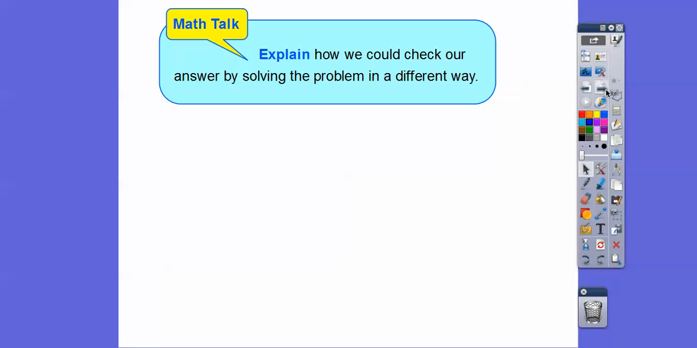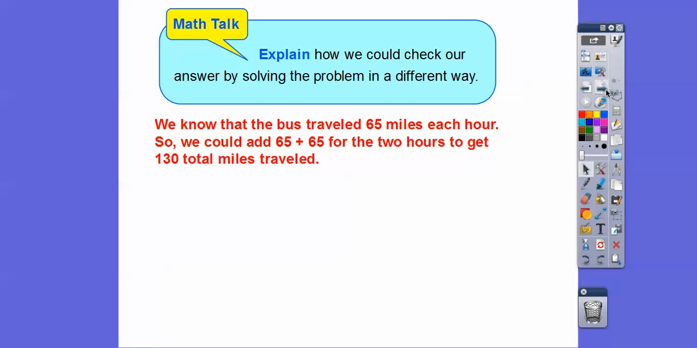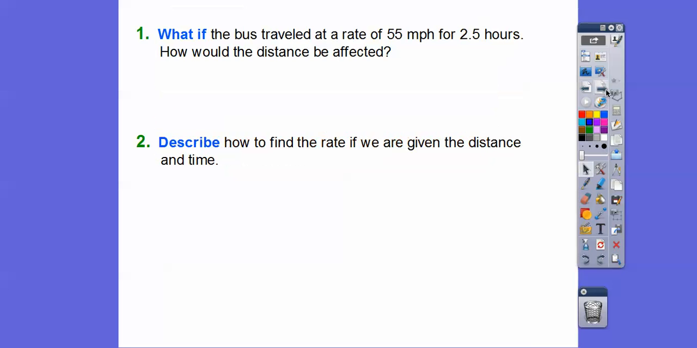So explain how we could check our answer by solving the problem in a different way. Well, we know the bus traveled 65 miles for each hour, so since they went for 2 hours, we can just add 65 plus 65, and that'll get us our 2 hours driving time, which is 130 miles altogether right there, okay? What if the bus traveled at a rate of 55 miles per hour for 2.5 hours?